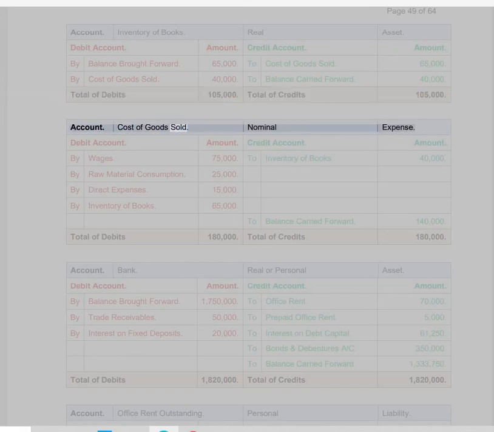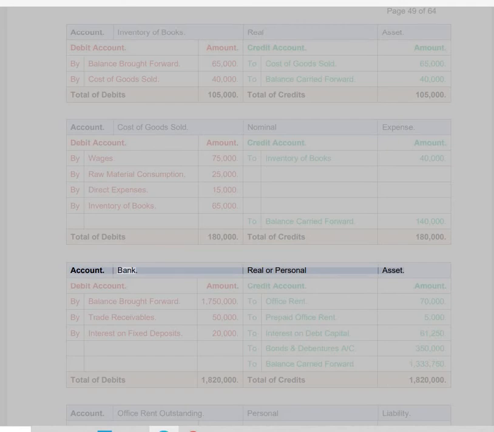Account: Cost of goods sold. Nominal expense. Debit account, amount, credit account, amount. By wages, 75,000. To inventory of books, 40,000. By raw material consumption, 25,000. By direct expenses, 15,000. By inventory of books, 65,000. To balance carried forward, 140,000, total of debits 180,000. Total of credits 180,000.